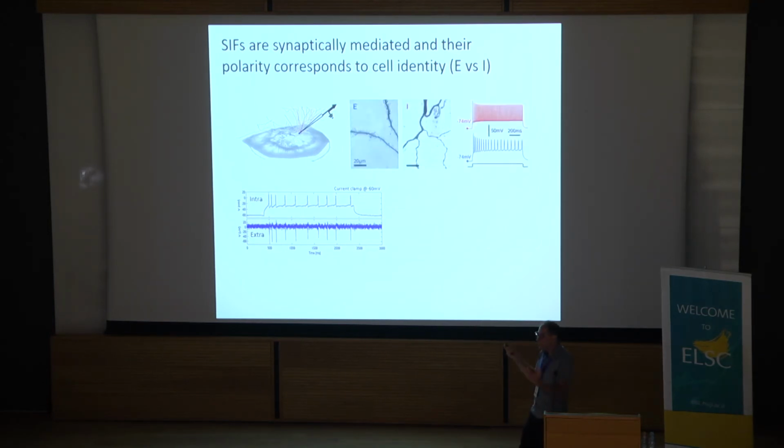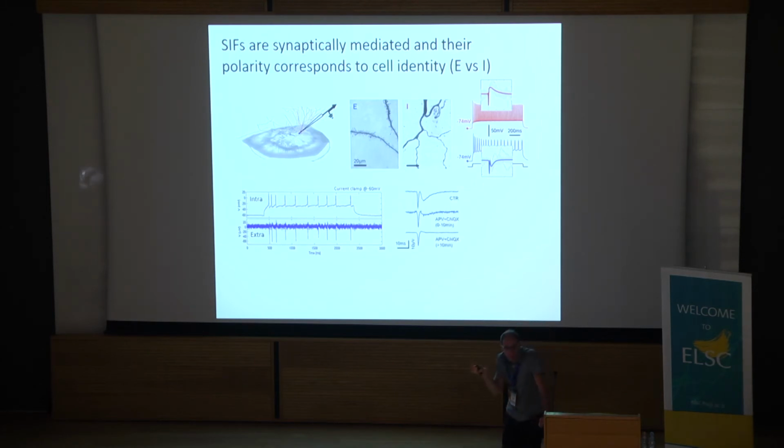Now, when we patch the cell, we know a lot of things about the cell. So we can characterize the dendritic structure, if it has spines or doesn't have spines, and other electrophysiological properties. And so we can know if it's an inhibitory or excitatory neuron. And indeed, what we find is that for inhibitory neurons, these currents go up after the spikes. And for excitatory neurons, they go down after the spikes.